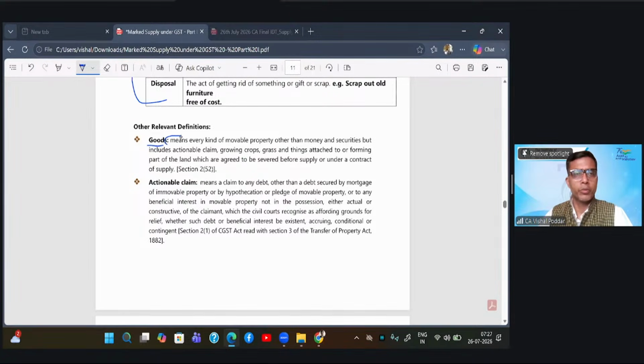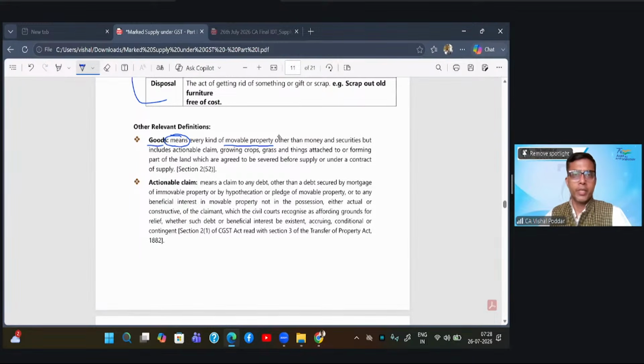Now, interestingly, students mark this. It is starting with the word means. So here the definition is going to be exhaustive. So whatever is written over here is only goods. Correct? So the most important requirement for goods is it should be a movable item. So anything which is not movable cannot be goods. Hence, land, building, any type of civil structure will never be goods.